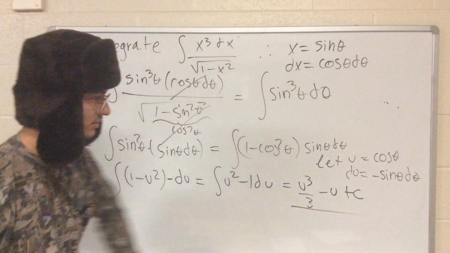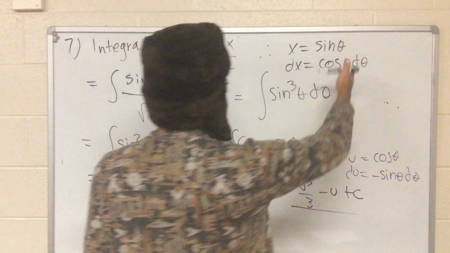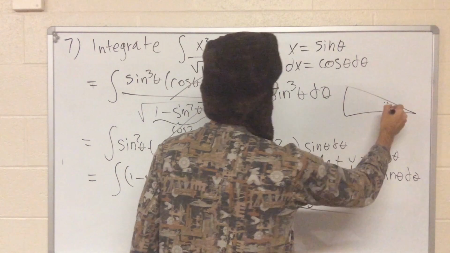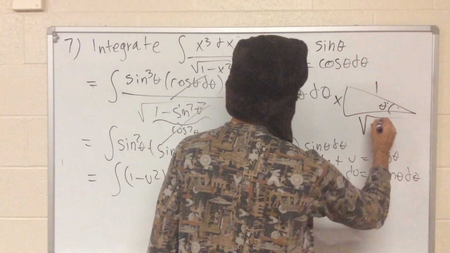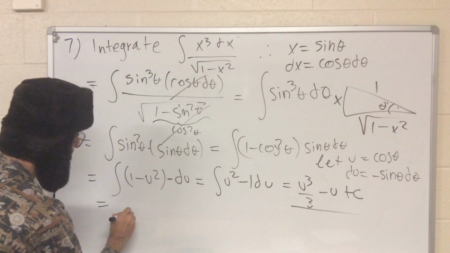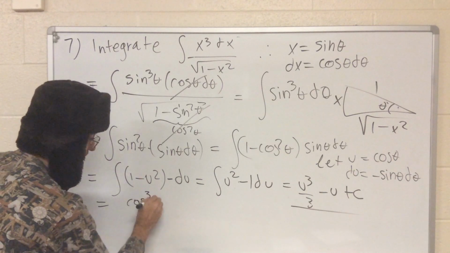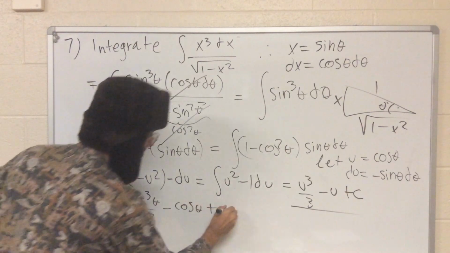Now we can make our substitutions. We know u is cosine theta, and we know that sine theta equals x, so we can make a triangle over here. This is theta, sine theta is x over 1, so this side is the square root of 1 minus x squared. So we can say that this is equal to u cubed, which is cosine cubed theta over 3 minus cosine theta plus c.